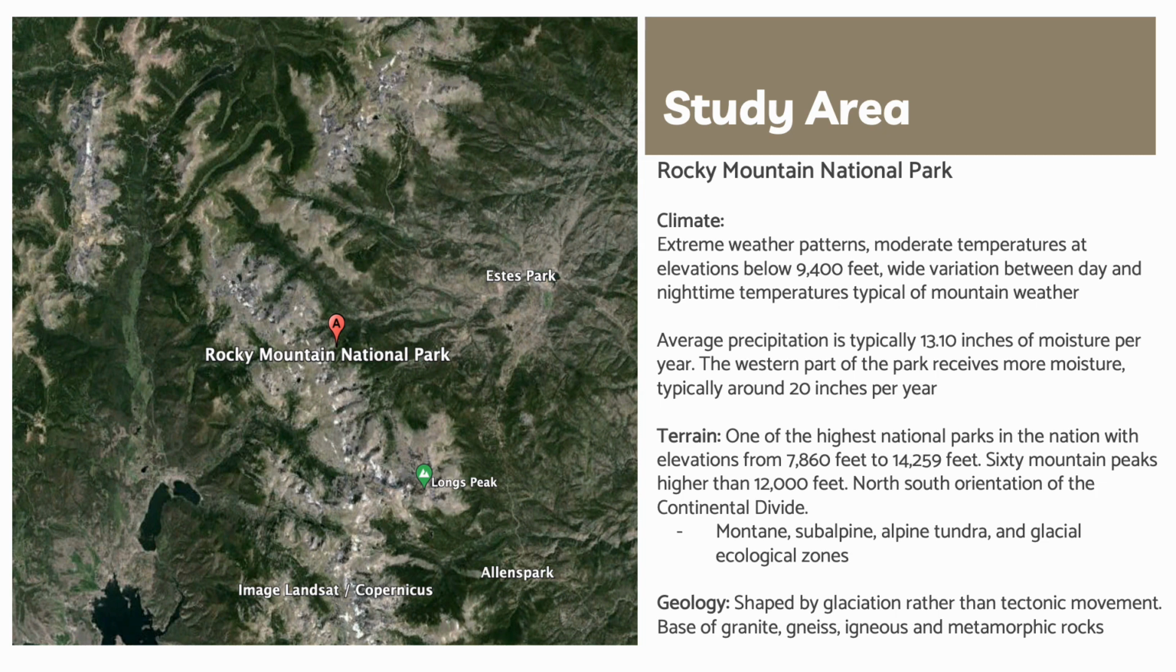The terrain is pretty varied. It is one of the highest national parks in the nation, with elevations from 7,860 to about 14,000 feet, and the park contains 60 mountain peaks higher than 1,200 feet. The Continental Divide runs north to south through the park, and there are many different areas or ecological zones from montane to glacial. And then this park was shaped by glaciation rather than tectonic movement, and it has a base of granite, igneous, and metamorphic rocks.